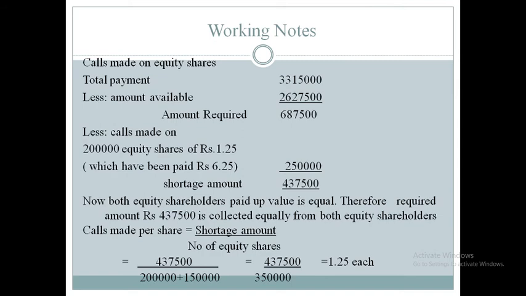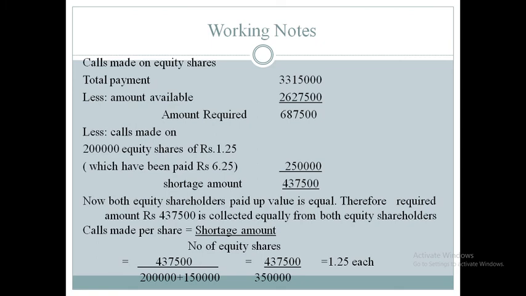So how are you going to calculate that? Calls made per share is equal to shortage amount divided by number of equity shares. That is 4,37,500 divided by 2 lakh plus 1,50,000. So totally 4,37,500 divided by 3,50,000. It will come to 1.25 each.